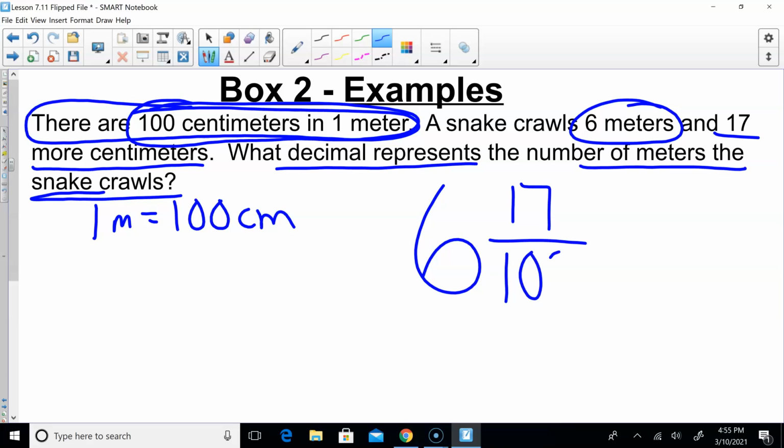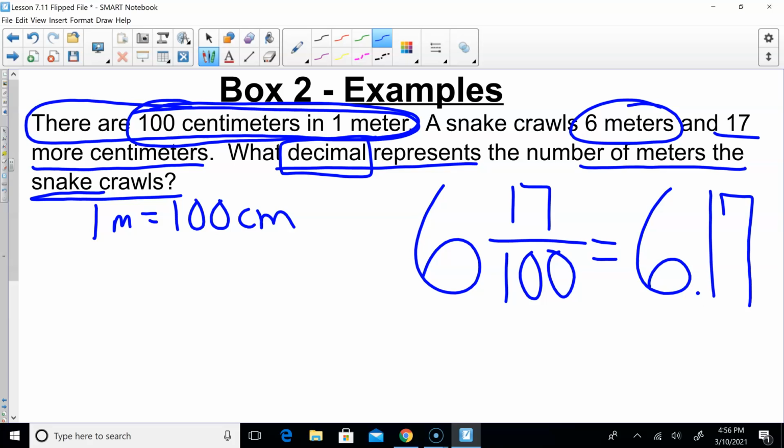So this would be the fraction, but they don't want it as a fraction, they want it as a decimal. So we're going to take this number right here and turn it into a decimal of 6.17. Because why? The 6 is the whole amount of meters. 17 centimeters is part of the whole meter. So you can pause the video right now and write down those two, the fraction and the decimal, to see how those two are connected.